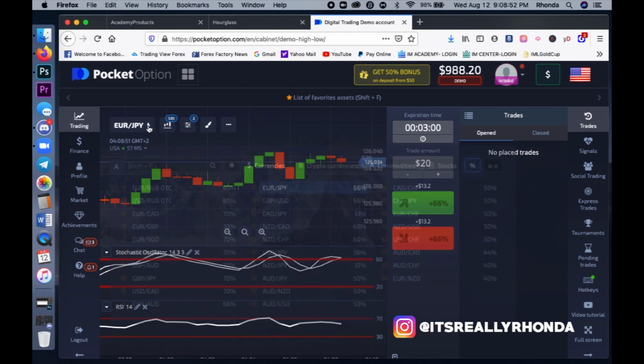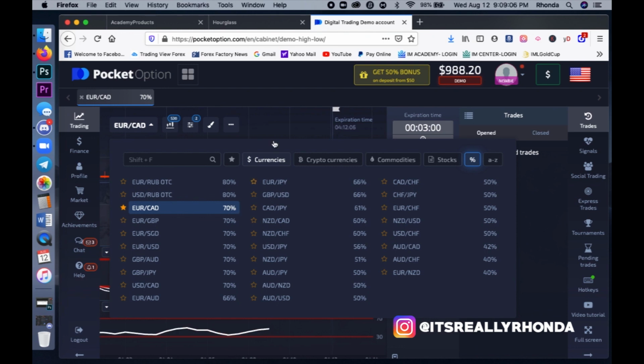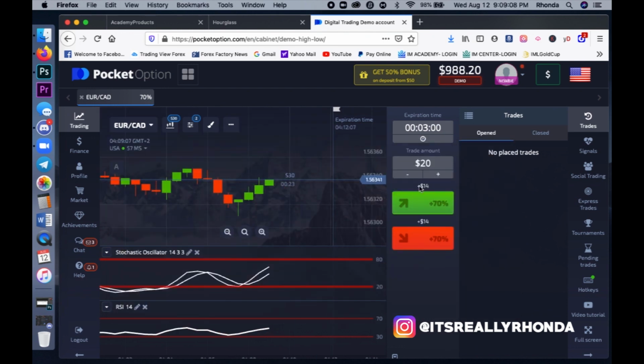Now, right here, you're going to go to the different pairs, right? The numbers on the side is the percentage of how much you're going to make if you clear the trade, meaning that you win the trade. So let's just say we use EURCAD, right? We're going to win 70%, meaning that we're going to make $14 on the trade, right? So we're wagering 20, we're going to make 14. We're on a 3-minute timer.